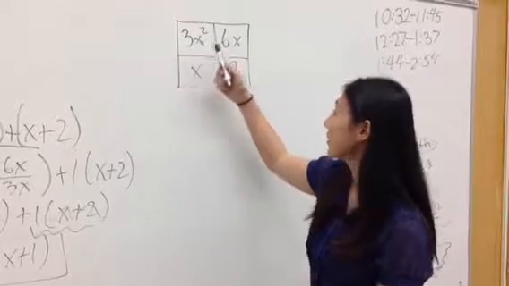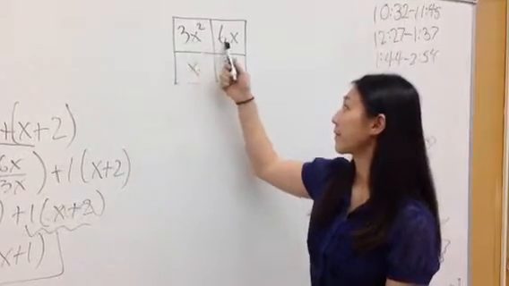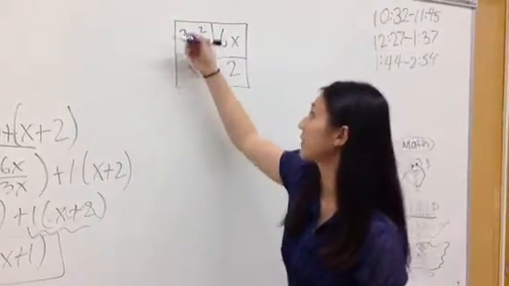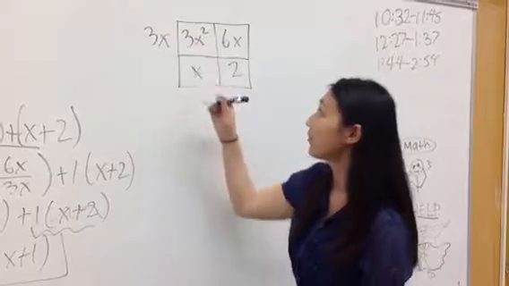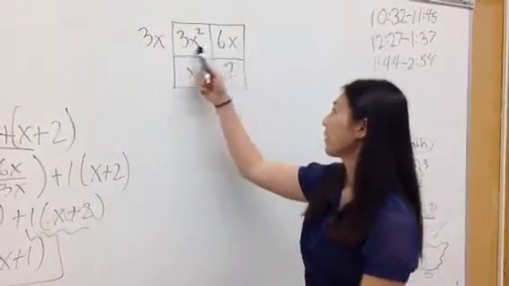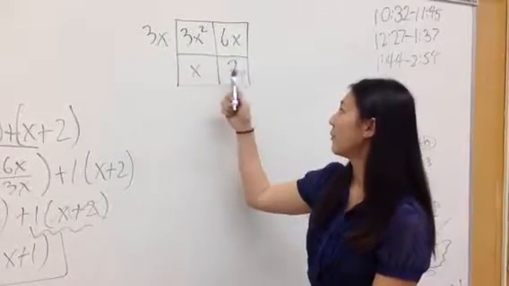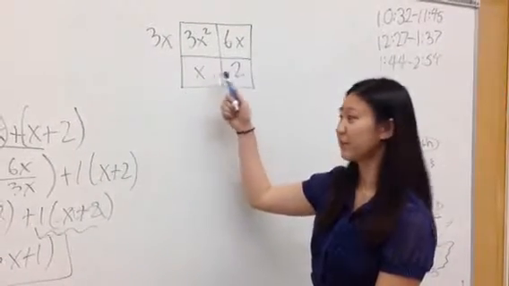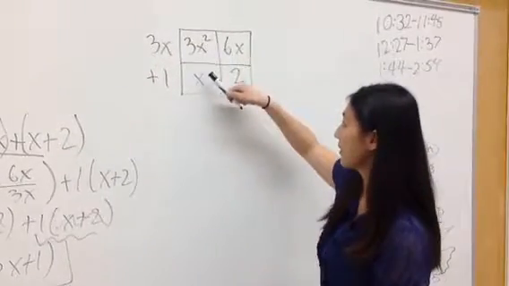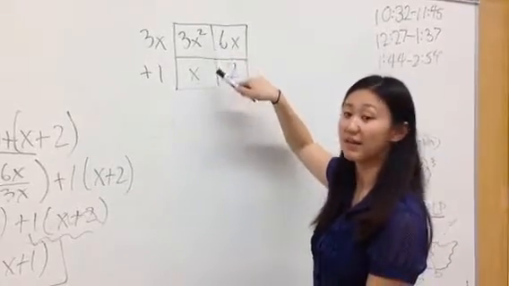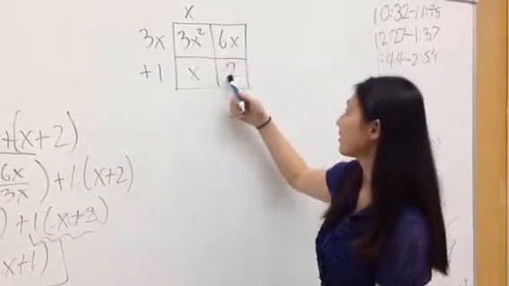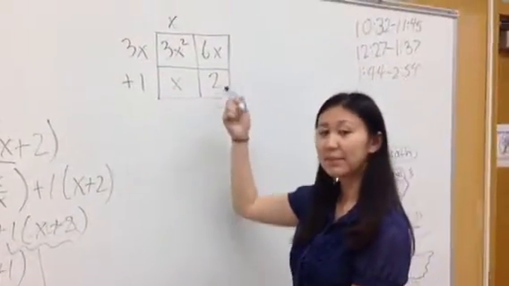So here I'm looking to see what do these have in common. So these have a 3x in common. So I'm taking out the 3x. The cool thing about this method is I don't need to divide or simplify. So 3x comes out here. These two don't really have anything in common, so it's just a positive 1. Over here, these two have an x in common, nothing else, just an x. So that comes out. And then these two, we're looking, what do they have in common? That's a positive 2.